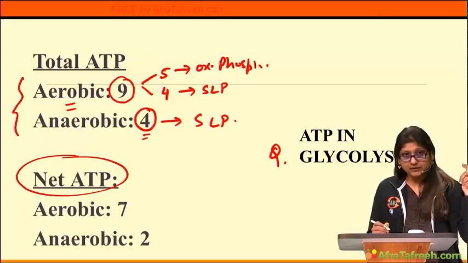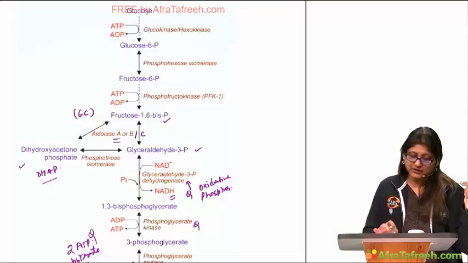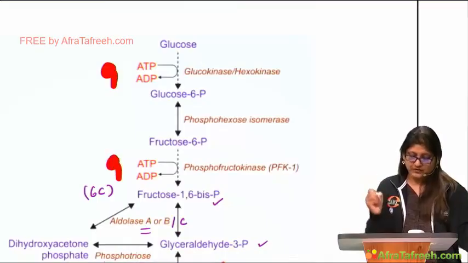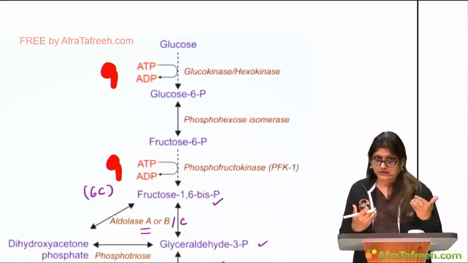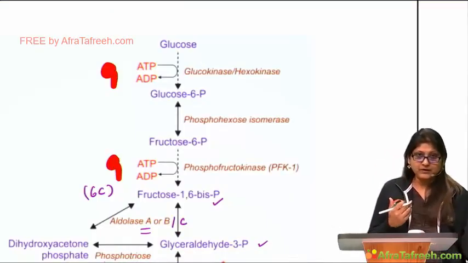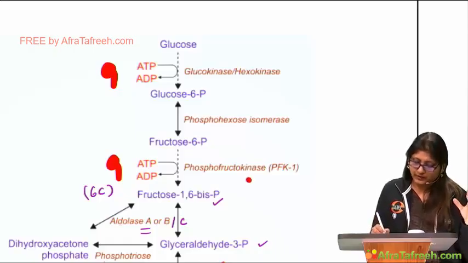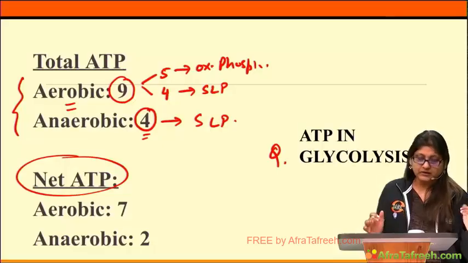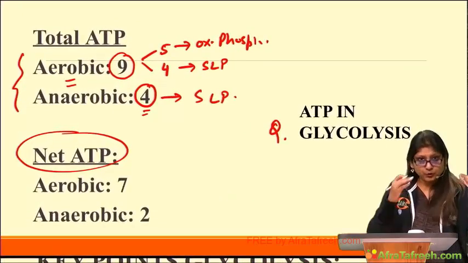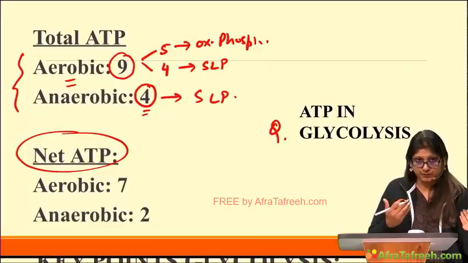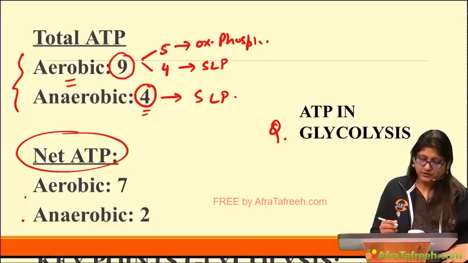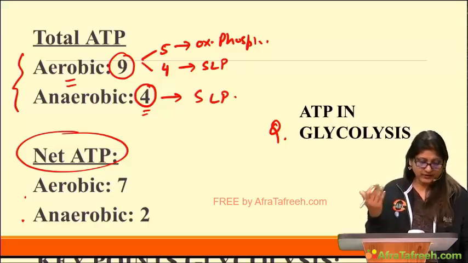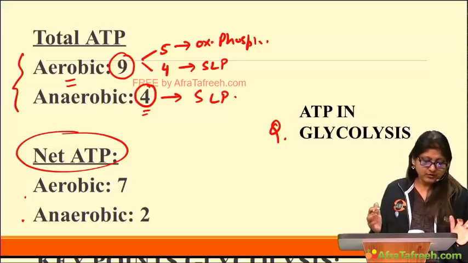Why? Because 2 ATP is utilized at the initial stage of glycolysis at this place and at this place, right? So you must know where the ATP is utilized. It is glucokinase or hexokinase, and number 2, it is the phosphofructokinase 1 step. So 1 ATP is utilized at these steps. So whenever we are calculating the ATP number, from the total number we have to deduct 2 ATP, whether it is aerobic or anaerobic. So total ATP in aerobic is 9 and net is 7, anaerobic it is 4 and net is 2. All right, very good.